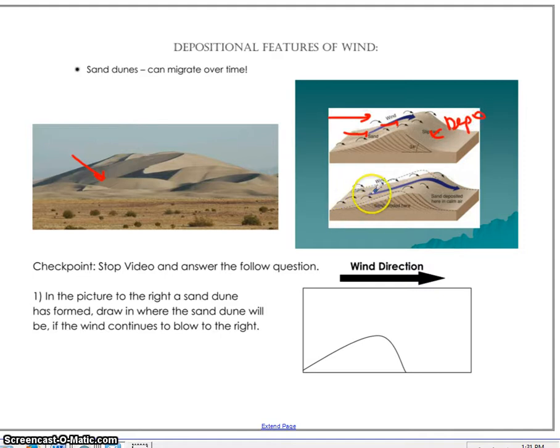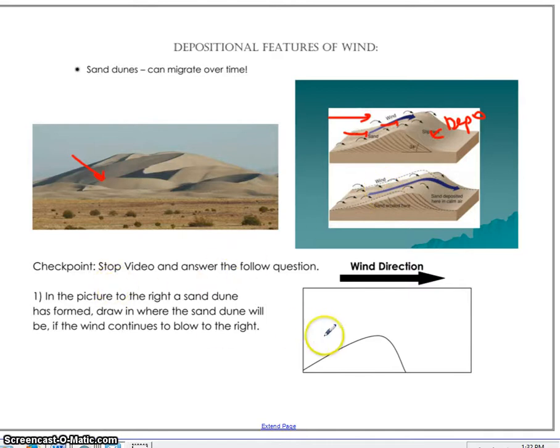And over here you can see picking up the sand grains, and over here the deposition. So what happens to sand dunes over time is they actually move. They can be in one area and over a long period of time, through this combination of picking up material, erosion, and deposition, they will actually migrate. And so down here it says stop the video and answer the question.